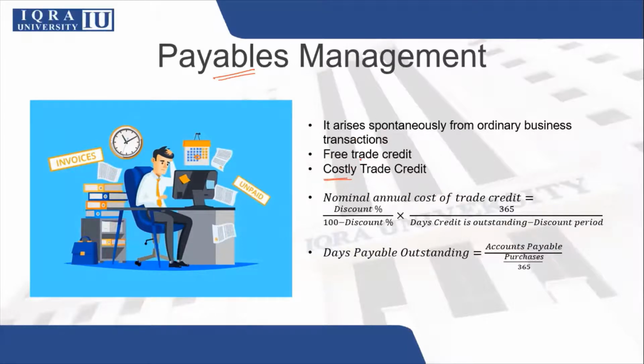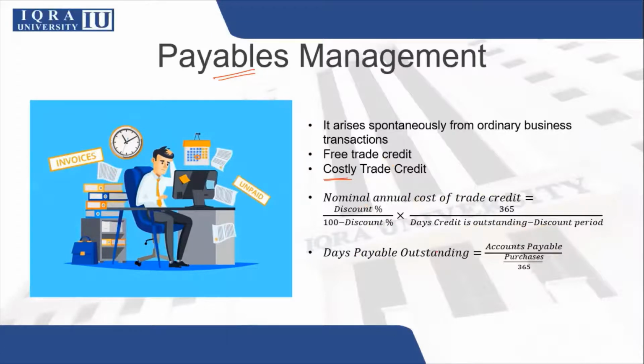So free trade credit means the credit that is received during the discount period. So basically that is free. But if you're taking credit in excess of the free trade credit, then there is a cost attached to it. This is the annual cost of trade credit formula. So it's discount percentage divided by 100 minus discount percentage, multiplied by 365 divided by days credit outstanding minus the discount period.